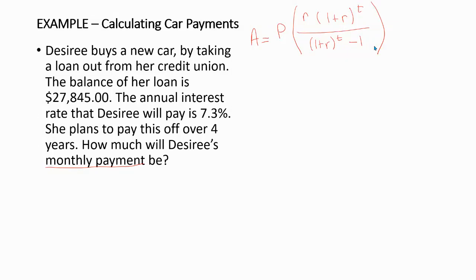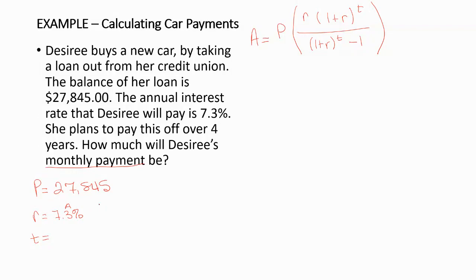So the first thing I'm going to do is come over here to the left side, and I'm going to say P equals what? R equals what? And T equals what? So my principal is $27,845. My interest rate is 7.3%. That's my annual.